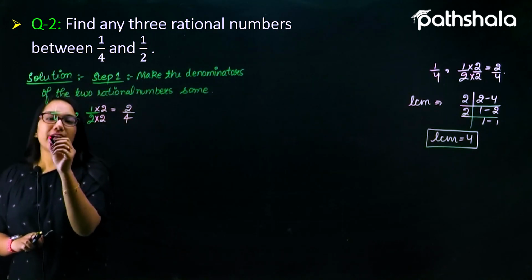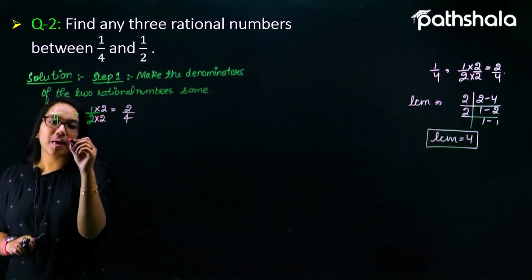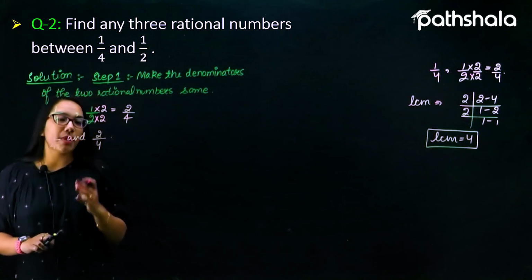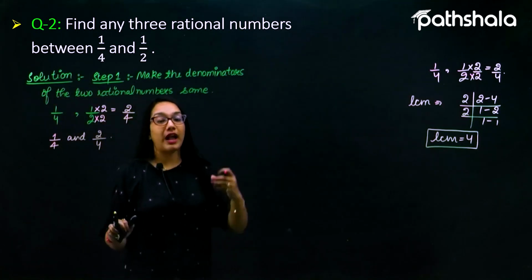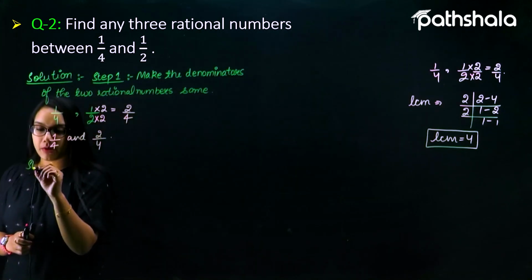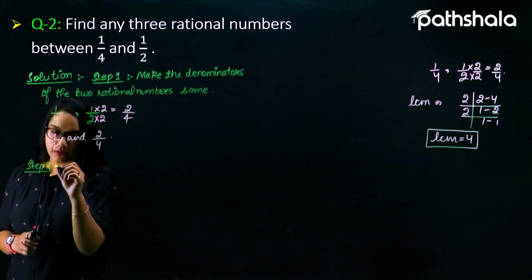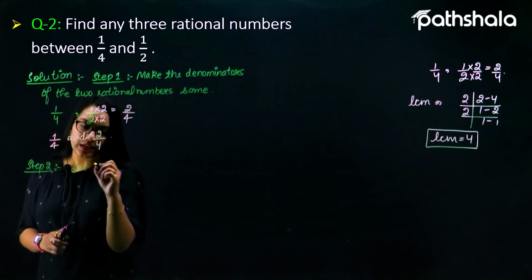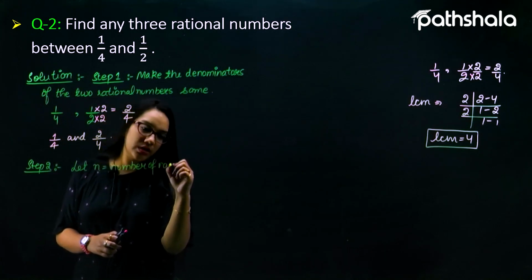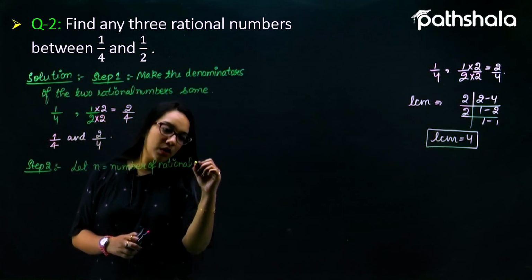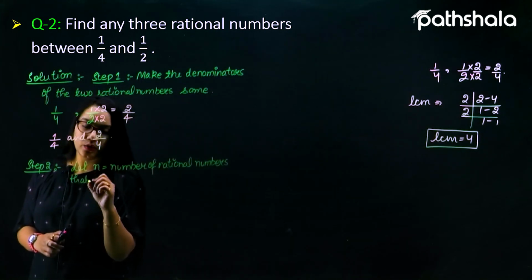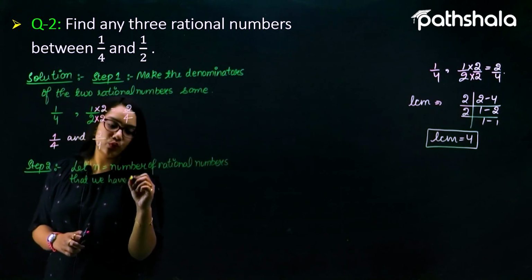Now we know that the first fraction is 1 by 4 and the second fraction is 2 by 4. In between 1 by 4 and 2 by 4, we have to find three rational numbers. So step number 2 says: let n be equal to the number of rational numbers that we have to find.